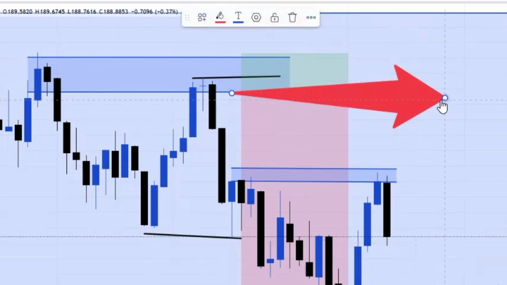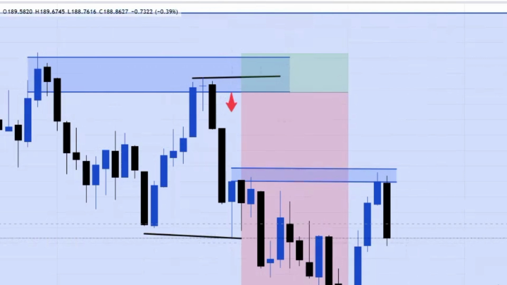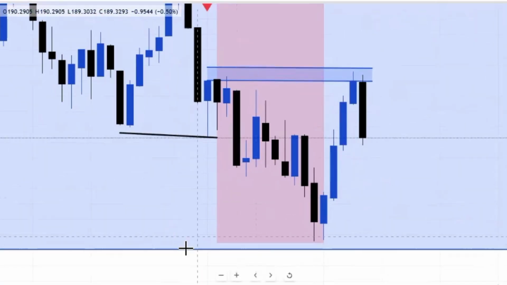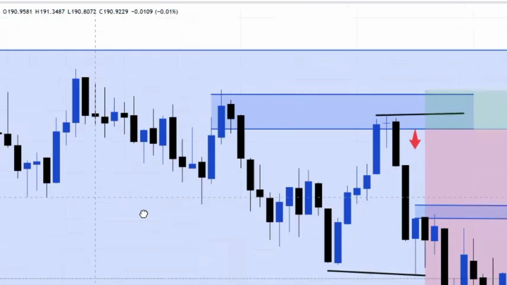So we'll move it down to this level, but you can notice that there's a pullback and now it's still dropping again. So that is for the recent daily candle.